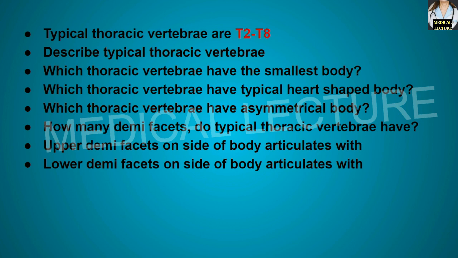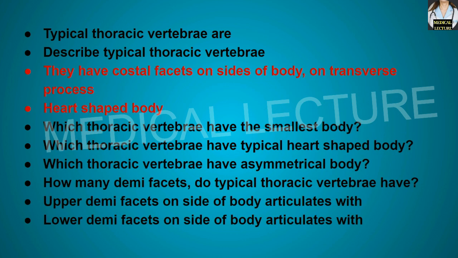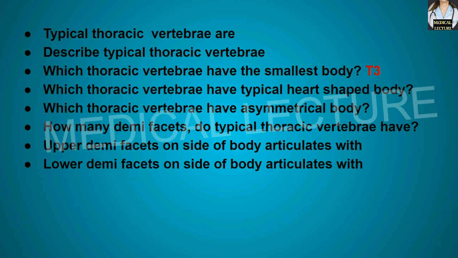Describe the typical thoracic vertebra. They have costal facets on the side of the body and on the transverse process. They have a heart-shaped body. Which thoracic vertebra has the smallest body? T3 has the smallest body. Which thoracic vertebra has a typical heart-shaped body? T4. Which thoracic vertebra has an asymmetrical body? T5 to T8 have an asymmetrical body.